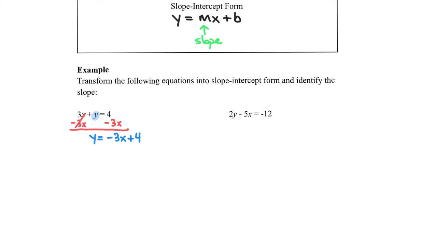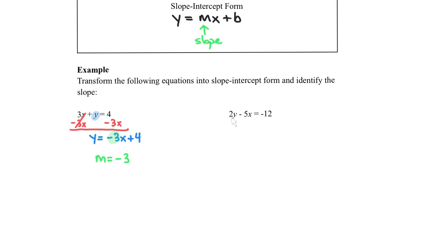And now that I've got it in y equals mx plus b form, now I can identify my slope. And let's make sure that we pay attention. The x is not included. Slope is a number, doesn't have a variable in it. So in this case, my slope is going to be negative 3. All right, let's look at another one.